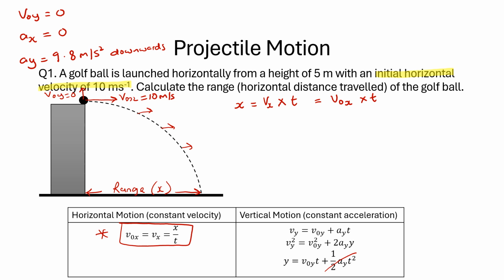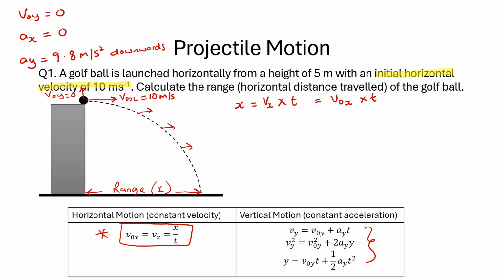So we need to find the time. We need to look at the other formulas. Maybe let's look at the vertical motion formulas. We said in vertical motion we have constant acceleration. Ay is 9.8 meters per second squared downwards. Because we have constant acceleration, we can use these three equations to find the unknowns. Now we are interested in finding the value of t, the time. So which formula do we use to find t?